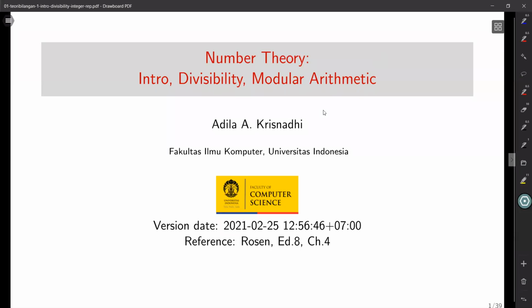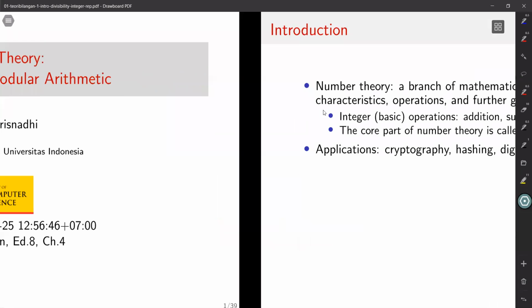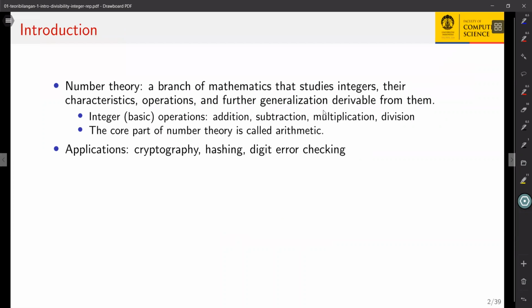All right, so our first topic today will be number theory. We will start with introduction, divisibility, modular arithmetic. I think there is another one, the integer representation as well. So we will talk about the integer representation today. So let me start with the motivation.